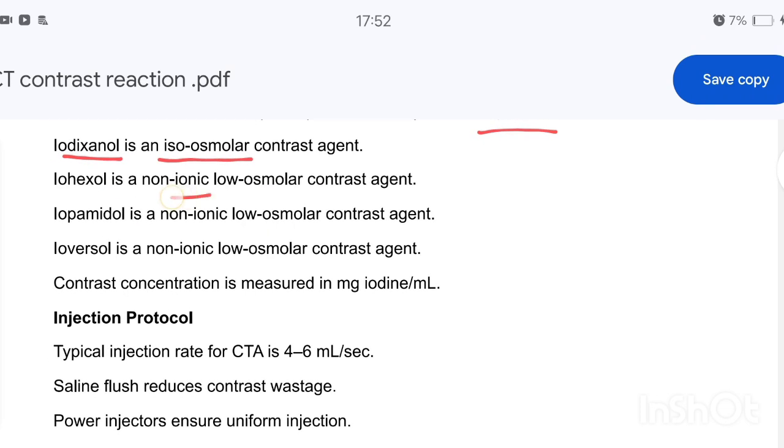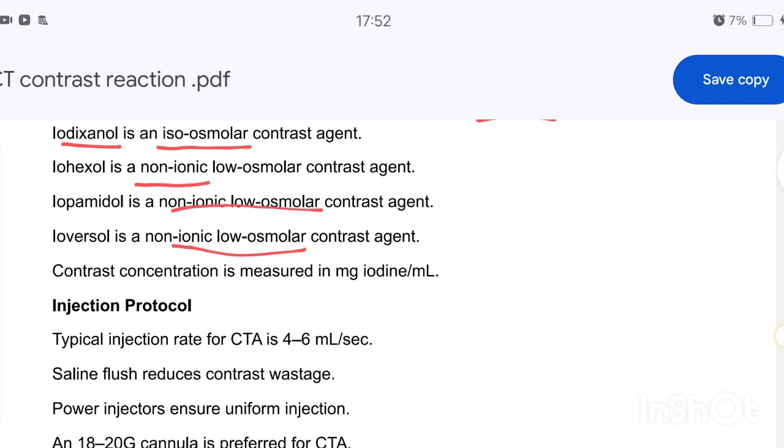Iohexol is a non-ionic low osmolar contrast agent. Iopamidol is a non-ionic low osmolar contrast agent. Ioversol is a non-ionic low osmolar contrast agent. Contrast concentration is measured in mg iodine per ml.